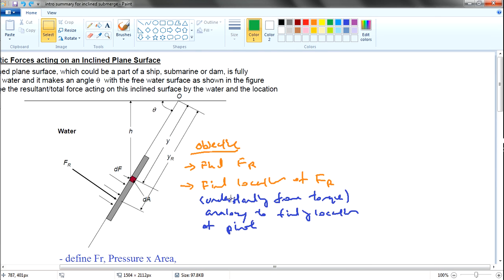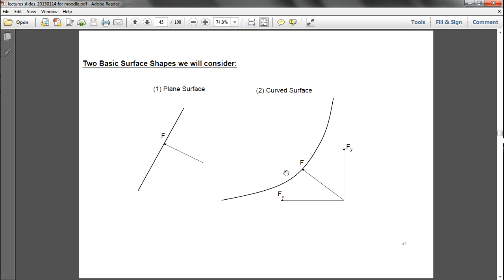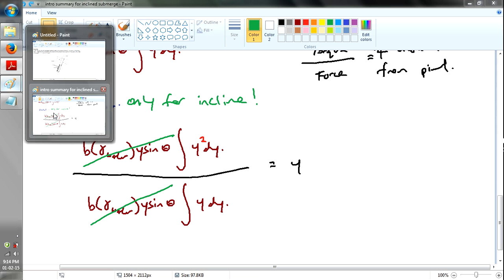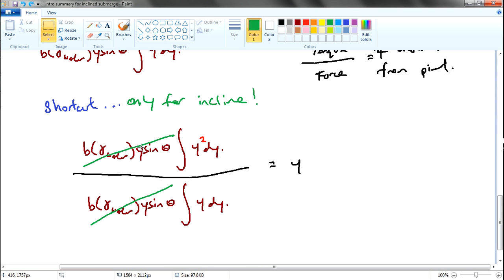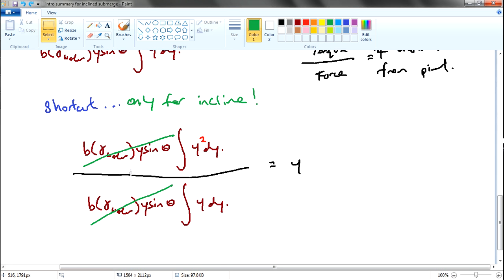For curved surfaces, I don't think we can do that. Maybe in a later video I'll just try. So apparently for this type of surface you cannot do what I've done earlier. So be very careful, you cannot do this in curved surface. Only incline you can do this. Okay, so the difference is only the integration of y square divided by the integration of y itself. So you divide, you can actually find your y.